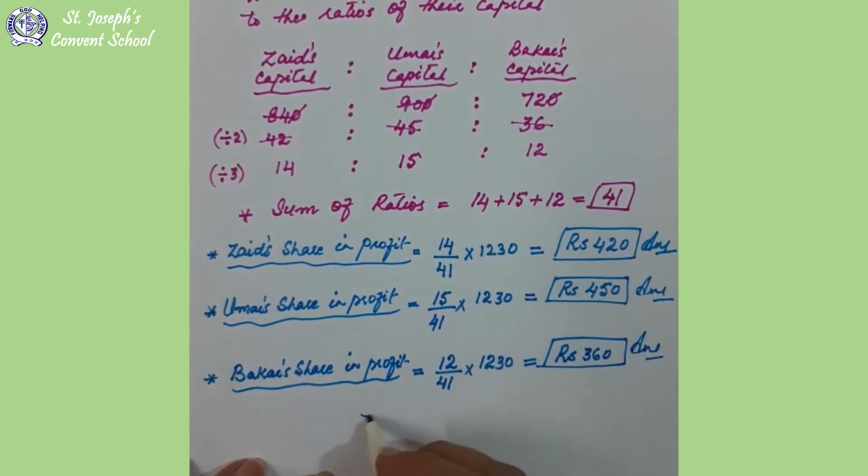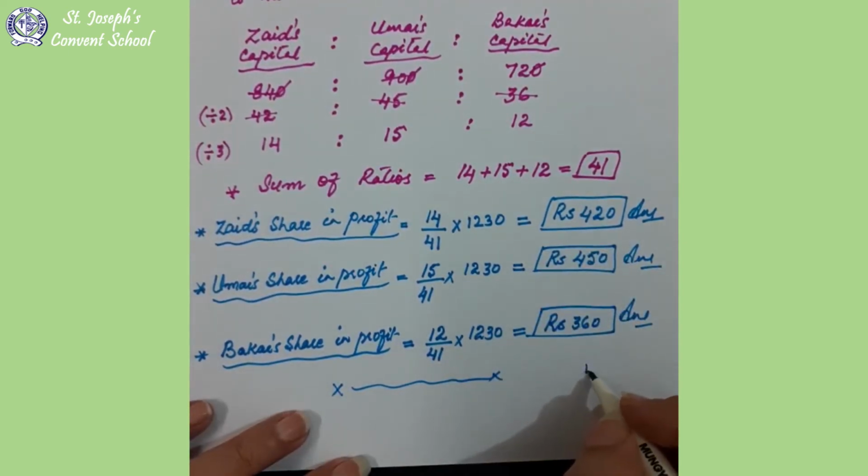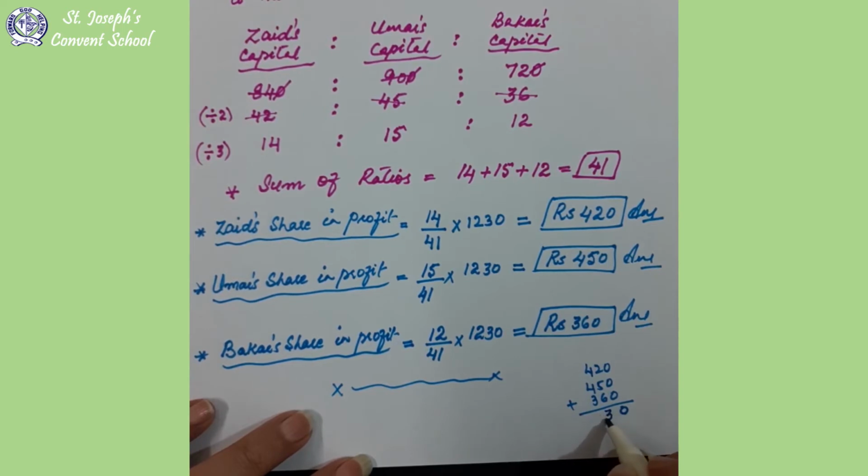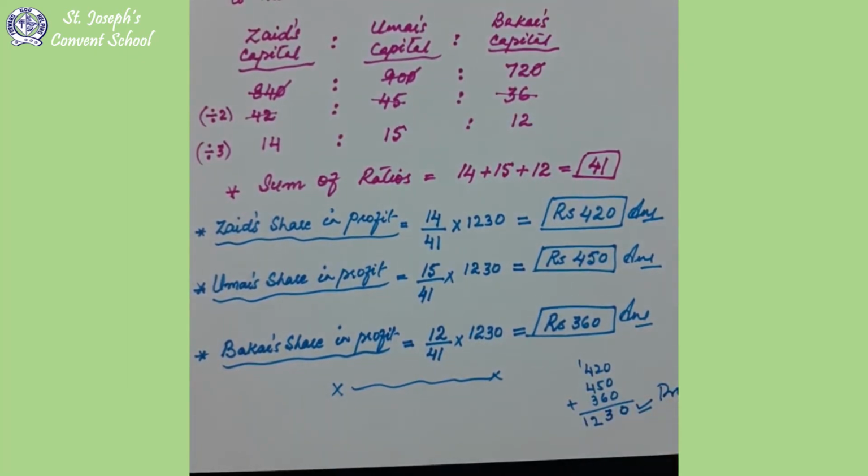So we got all three answers. You can check also if you want to check. Let's check it. Add all three amounts: 420 plus 450 plus 360. Adding them, we get 1230. So this is the same as the profit. It means you have checked your answer. It is coming same, so your answer is correct.